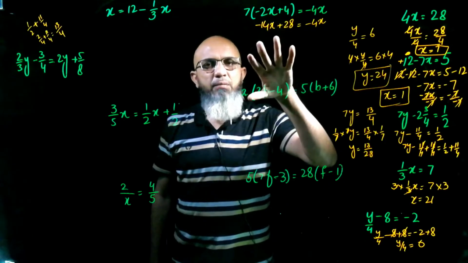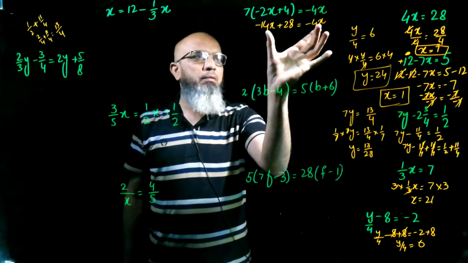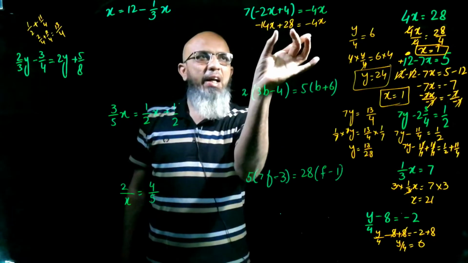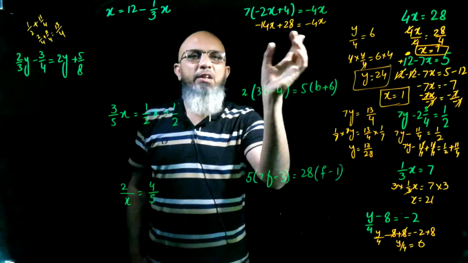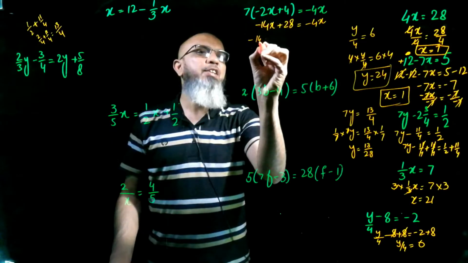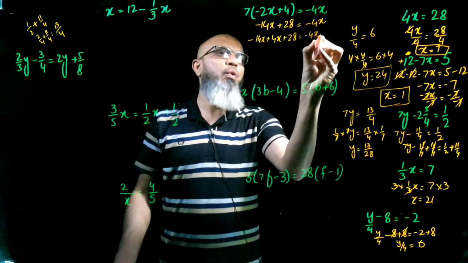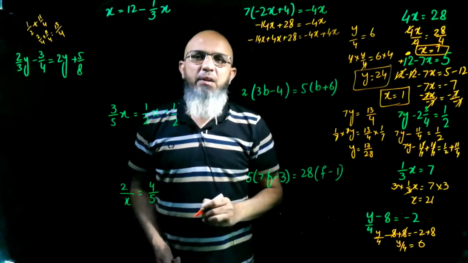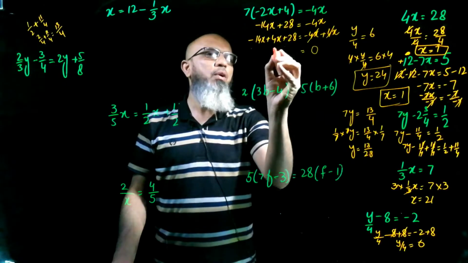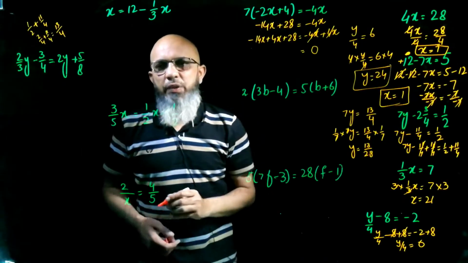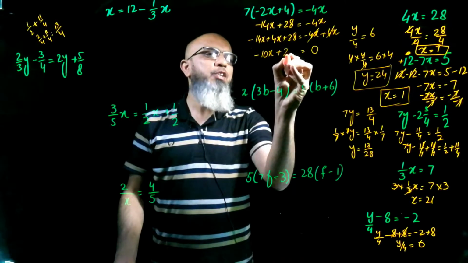Here we have the same variable on both sides of the equation. So what will we do here? We will move the variable to one side and the constant to the other side. Here it is minus, so we will add 4x on both sides. Look here, minus 14x plus 4x plus 28 is equal to minus 4x plus 4x. Clear? So it will cancel here. What is left here is 0, and minus 14x plus 4x gives us minus 10x plus 28.